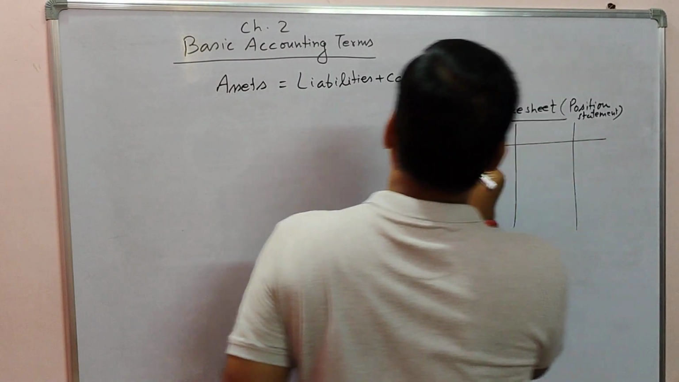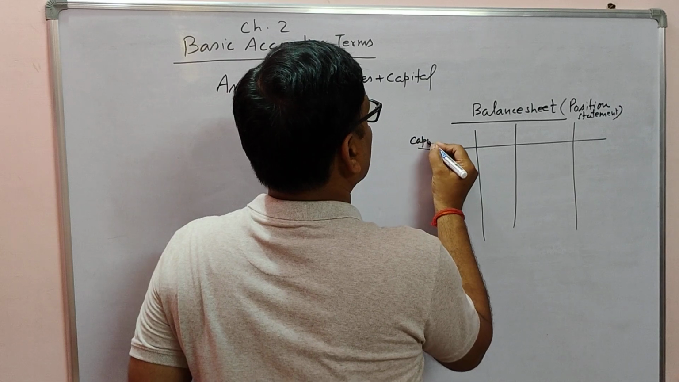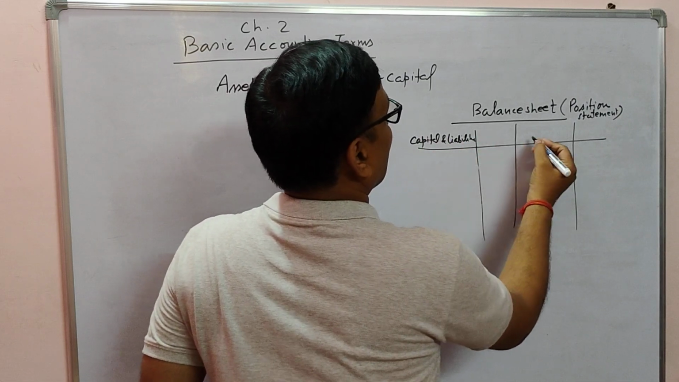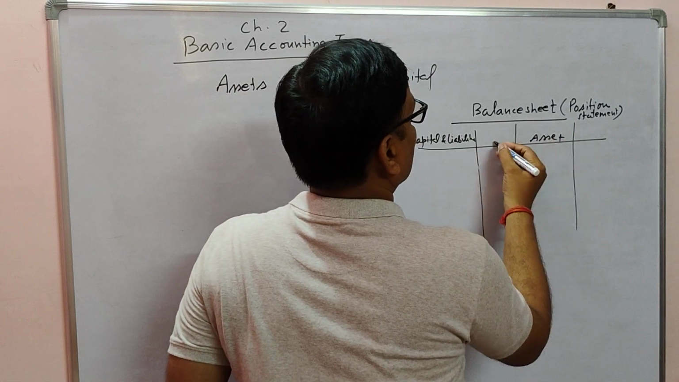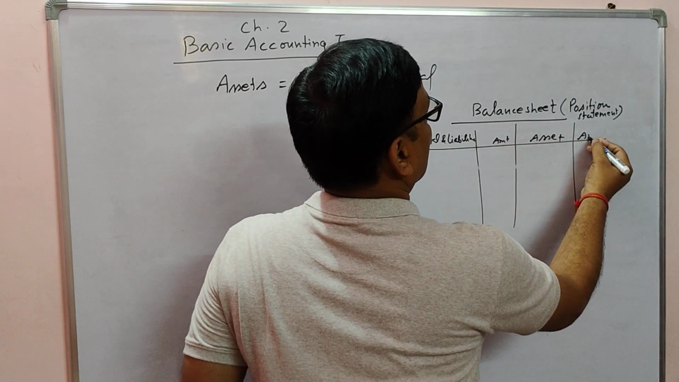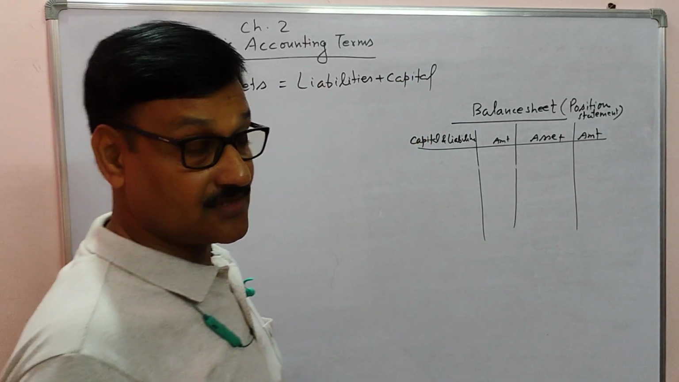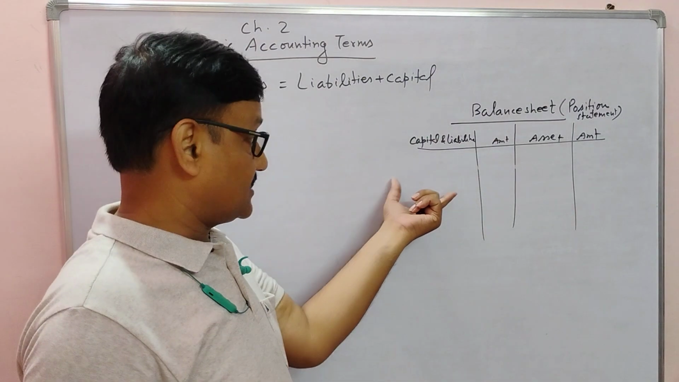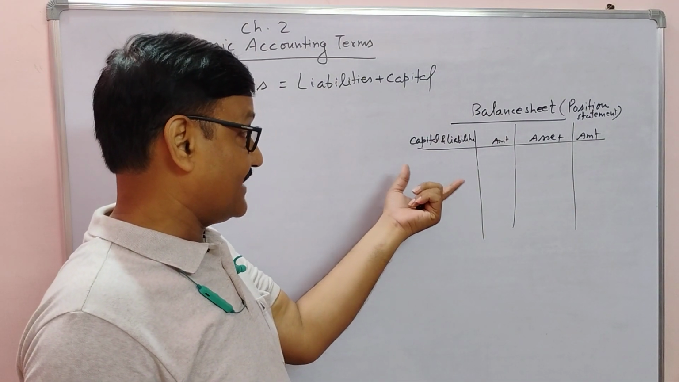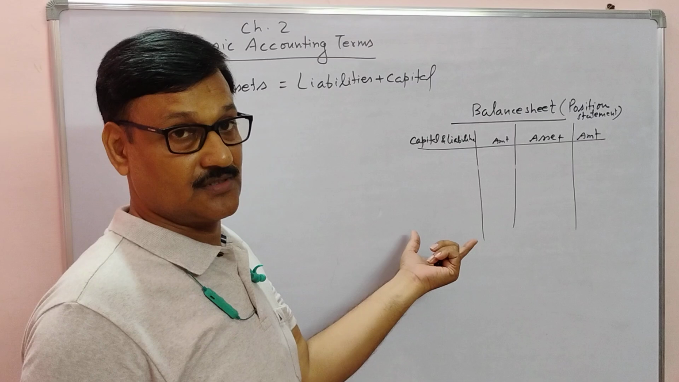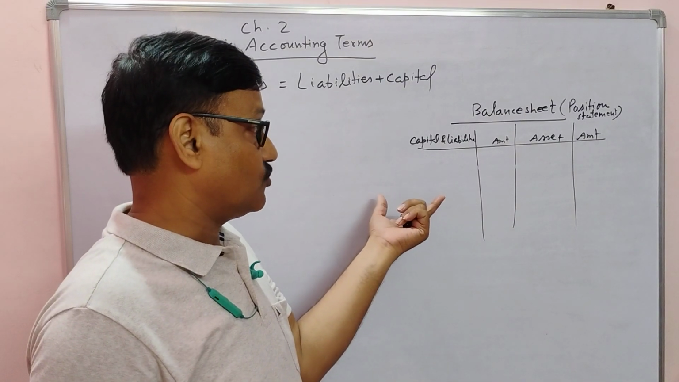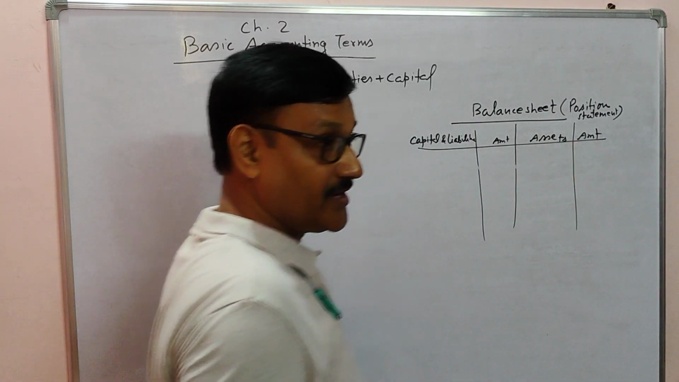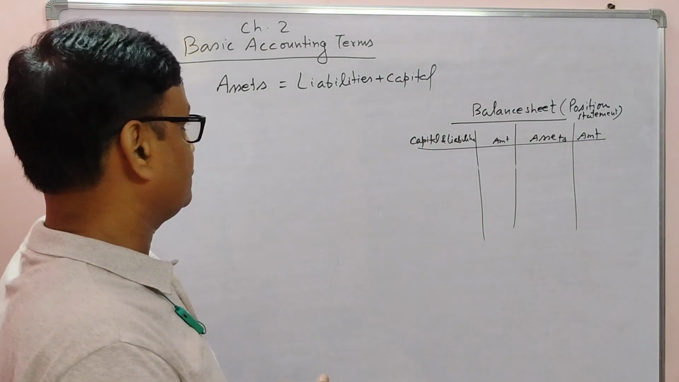You see capital and liabilities here and assets here. Amount is this. This is how you prepare a balance sheet. By seeing the balance sheet, any person can understand the position of the business. What are its assets? What are its liabilities? He can easily understand and evaluate the position of the business.